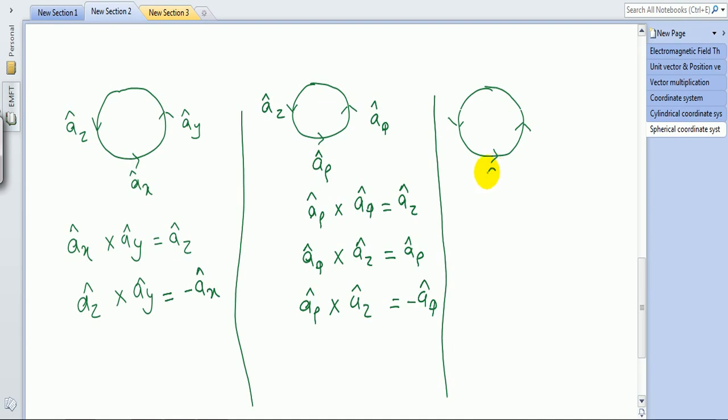So the same is the case in the spherical coordinate system also. Here ar, a theta and a phi. So if I take ar cap cross a theta, I will get a phi cap, and if I do the opposite, that is in the clockwise direction, a phi cap cross a theta, I will get minus ar cap.